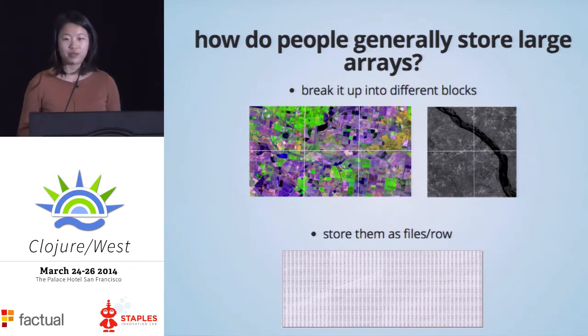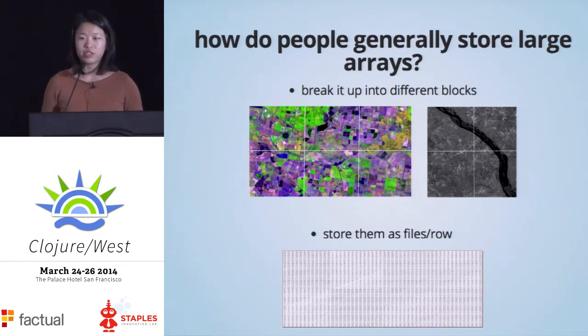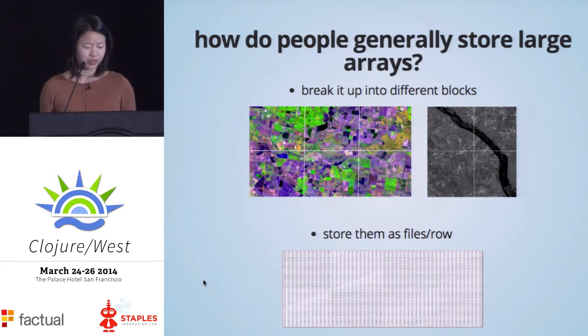Well, if you're like Google Maps, you don't want to store everything in one big file. That's really bad. You don't want to load the entire Earth every time you go to Google Maps. You're going to have a hard time rendering it. And so what we do is we break it into different blocks, and we can maybe store them as separate files or separate rows. Okay, so what happens when we try to read it in this way?